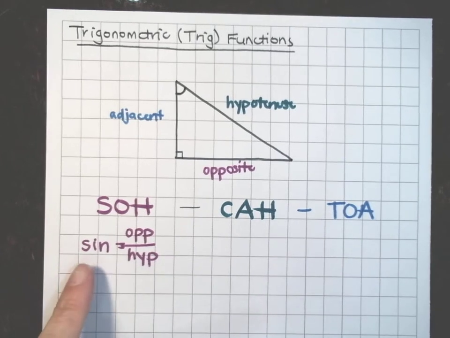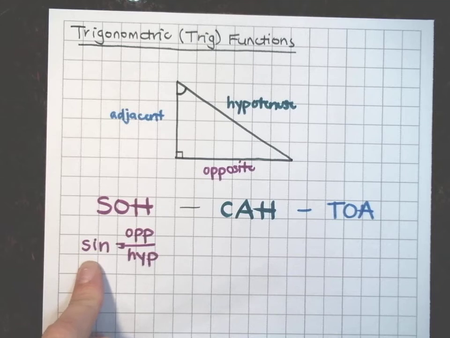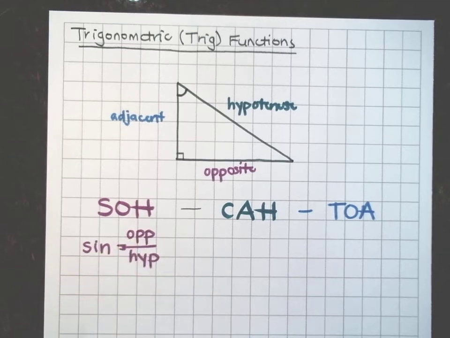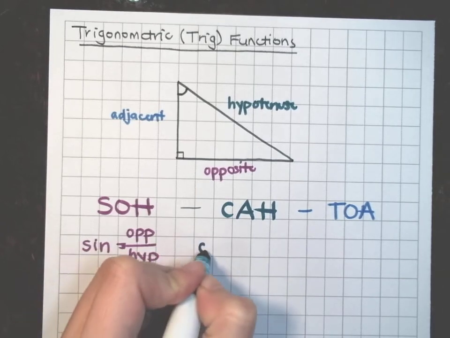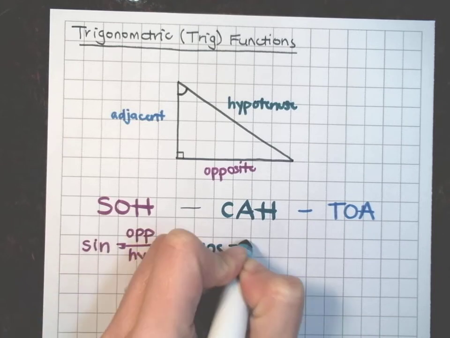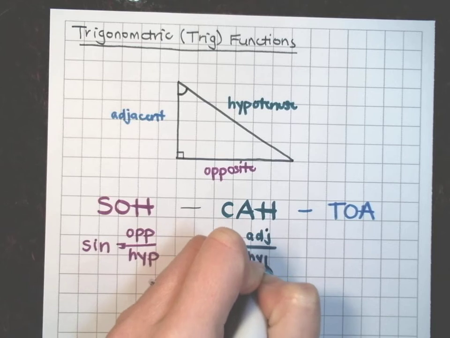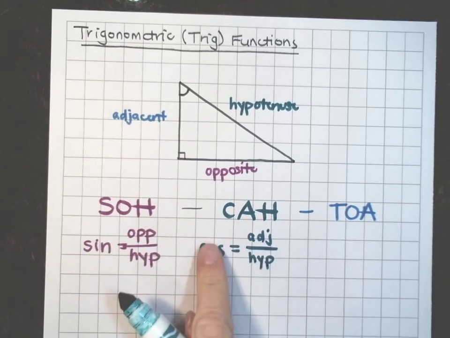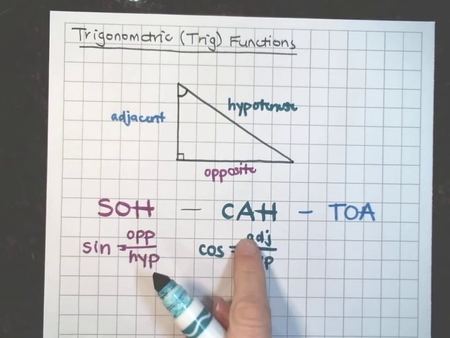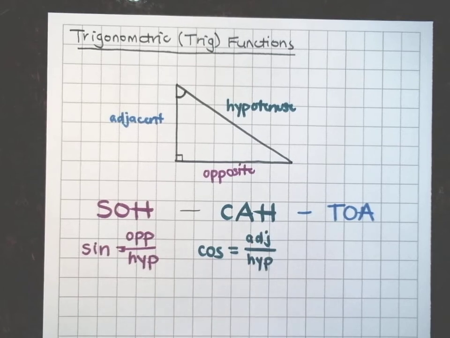So if we want to find the value of sine, we would divide the opposite by the hypotenuse. CAH, that stands for cosine, which equals the adjacent side divided by the hypotenuse. So C stands for cosine, A for adjacent, and H for hypotenuse. You're going to want to memorize SOH CAH TOA. It'll be very helpful on your assignments this unit.